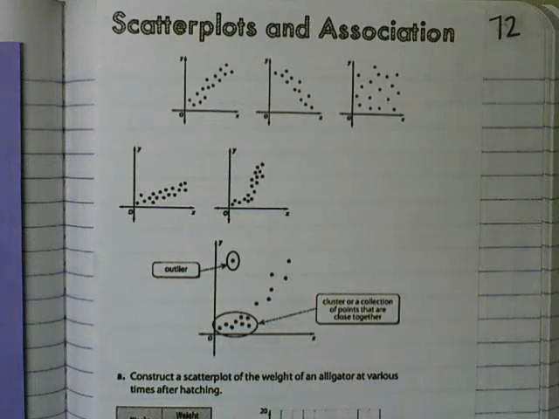So now we're looking at scatter plots and association. This chapter is less precise and more of a general trend, looking at trends. As we look at different graphs, we're used to seeing an exact change, an exact slope. These points are just a general guide, so we're going to have to look at them similarly but slightly differently.